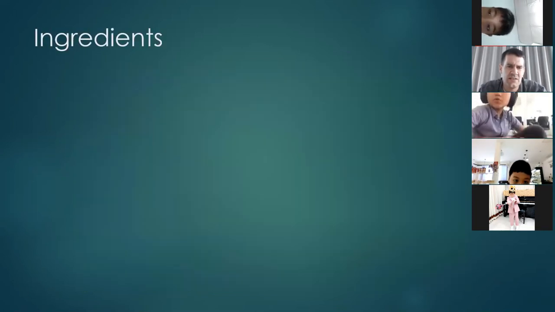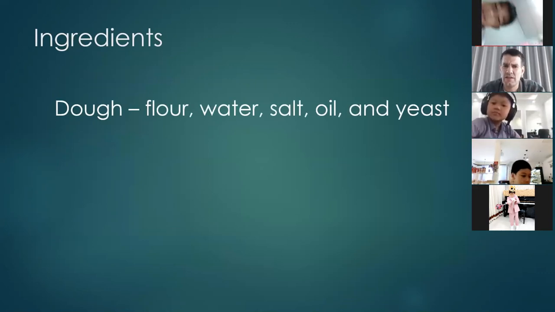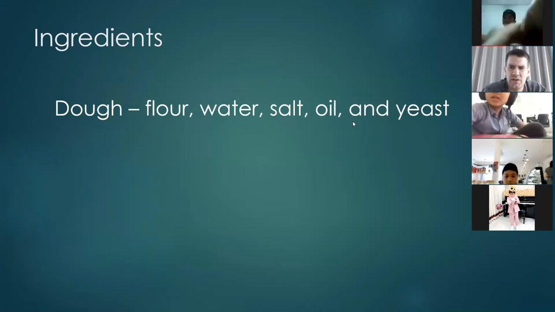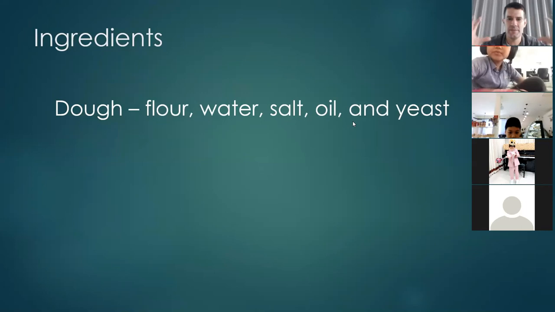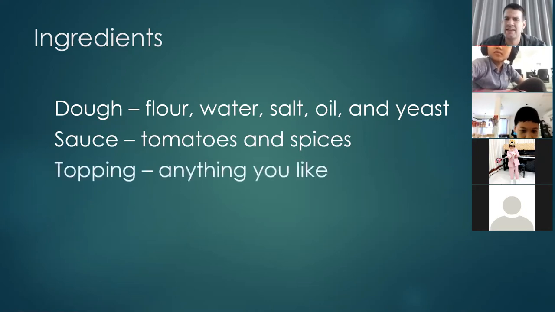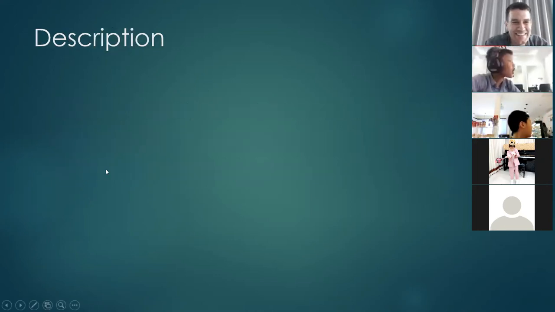This is pizza. So ingredients in the dough: there will be flour, water, salt. There will be oil and yeast. Yeast is what makes it grow bigger. And in the sauce, there's tomatoes and spices. And then on top, you can put anything you like. Some of you have good answers.